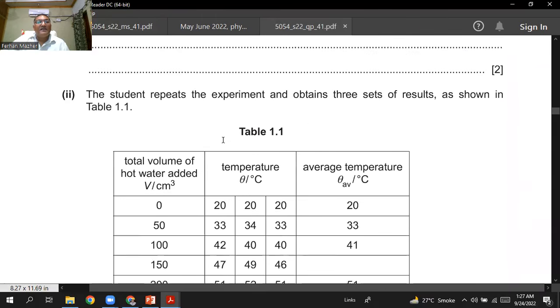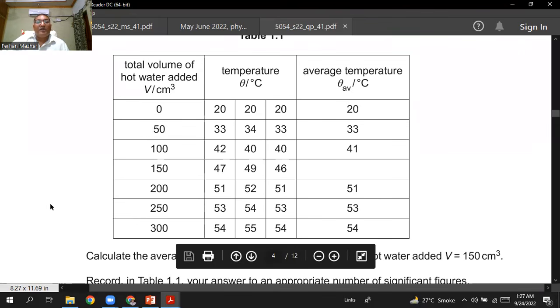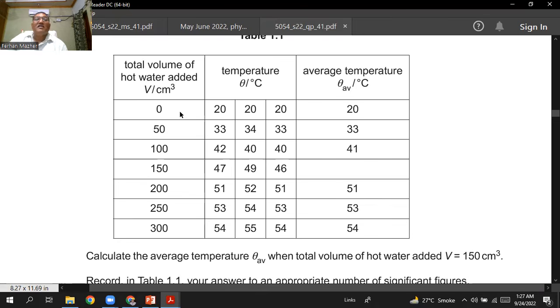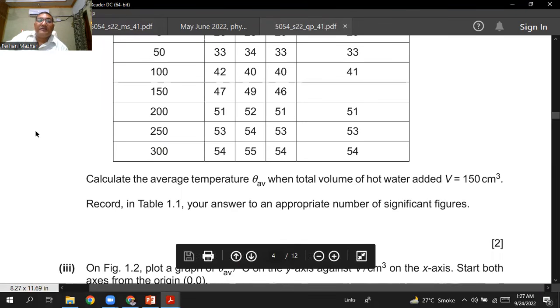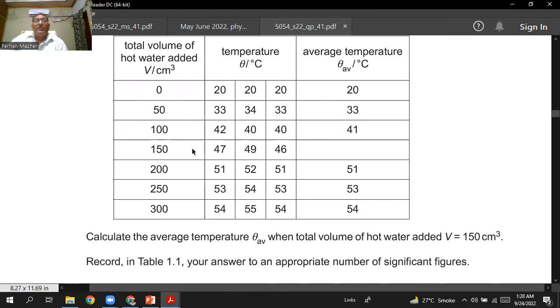He says, the student repeats the experiment and obtains three sets of results as shown in table 1.1. So this is the table 1.1. The total volume of the hot water added, that's the V in cubic centimeters. And this is the temperature, and he notes the temperature 3 times. Then he takes the average. So calculate the average temperature, theta average, when the total volume of the hot water added is 150. So when the added water is 150 cubic centimeter, these are the temperatures he has measured 3 times. Then you can find the average.